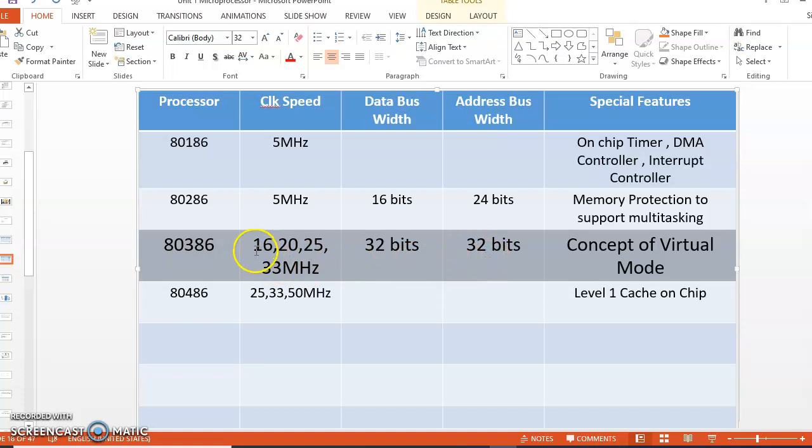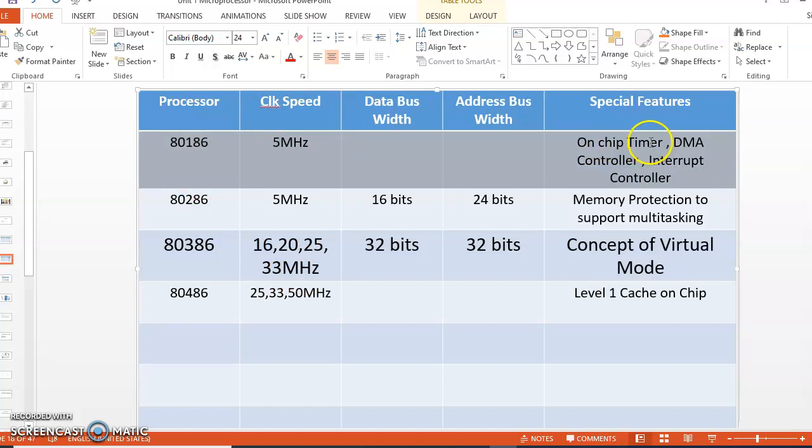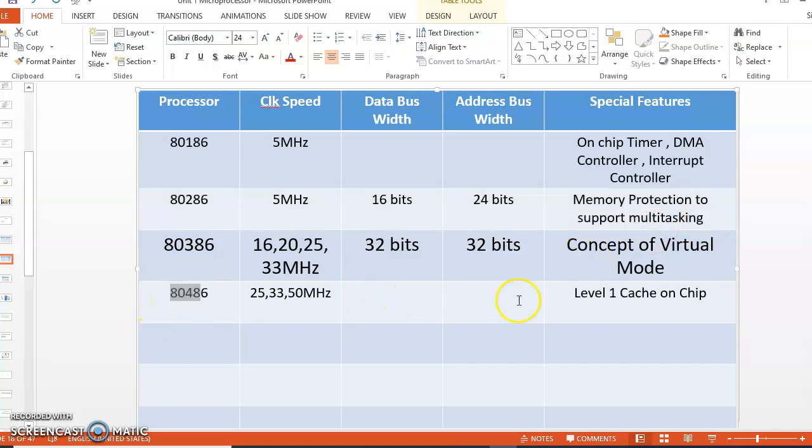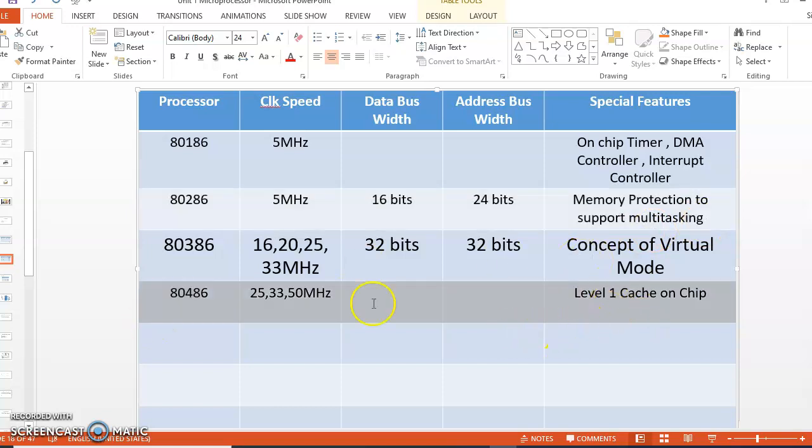And these are the crystal oscillator frequencies: 16, 20, 25, 33 megahertz. The 80186 has these features: on-chip timer, DMA direct memory access control, and interrupt controller. The 80286 has memory protection and supports multitasking, and the 80486 has level 1 cache memory on chip.